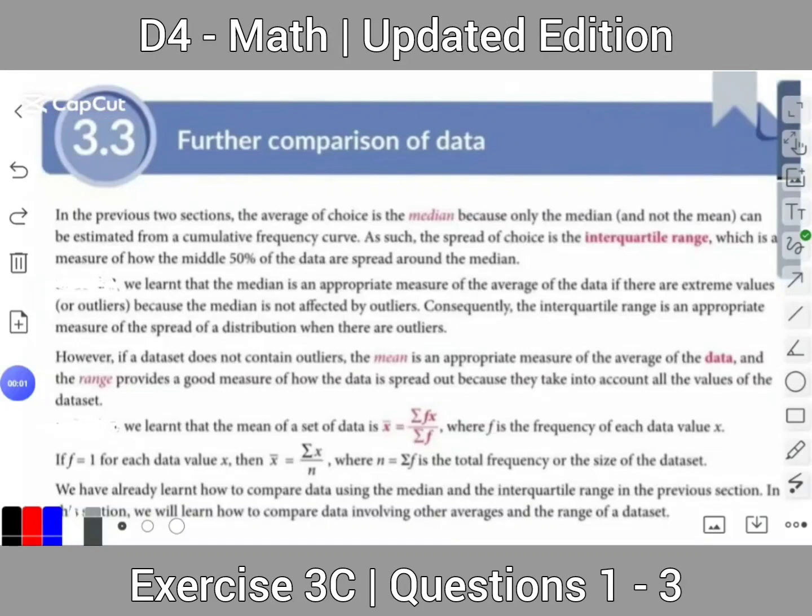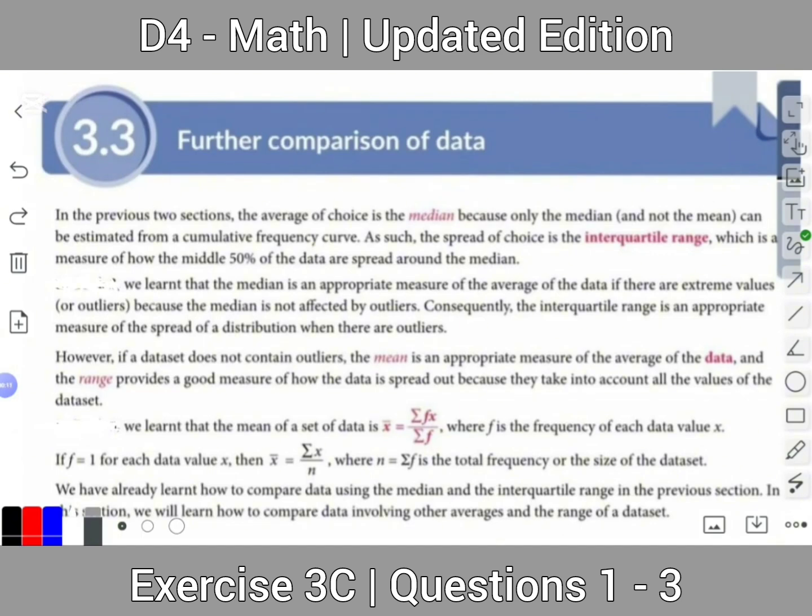Now, in today's lesson, we will start with the new topic 3.3 Further Comparison of Data. In the previous two sections, the average of choice is the median because only the median and not the mean can be estimated from a cumulative frequency curve. As such, the spread of choice is the interquartile range, which is the measure of how the middle 50% of the data are spread around the median.